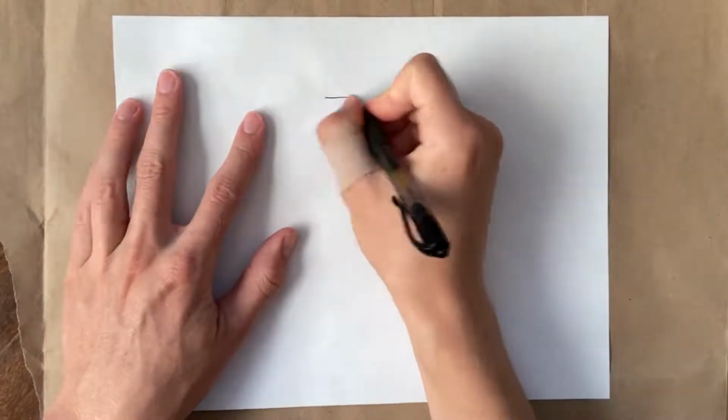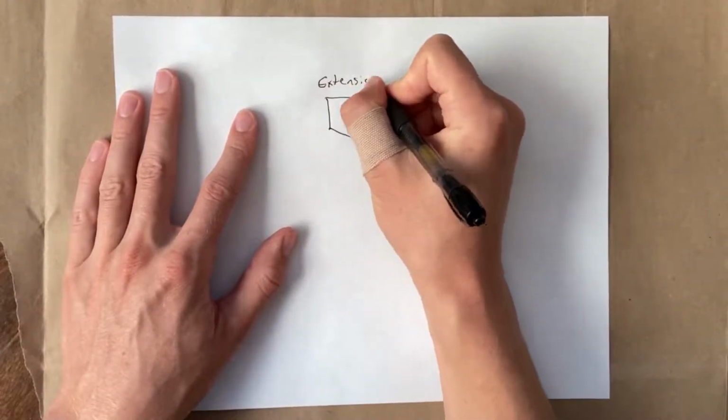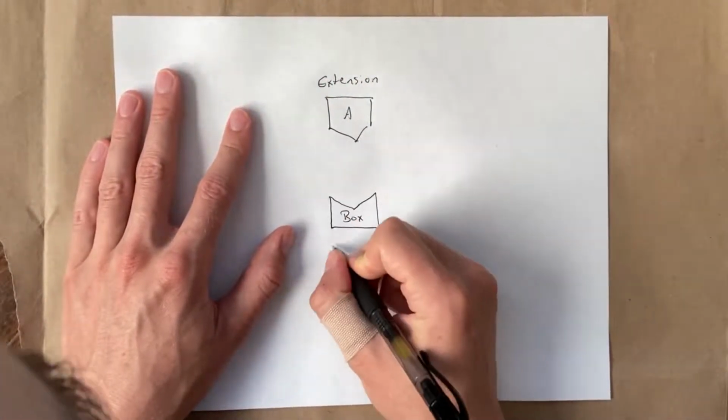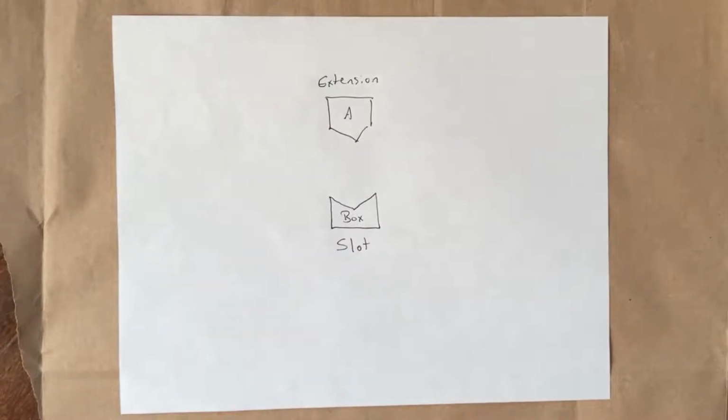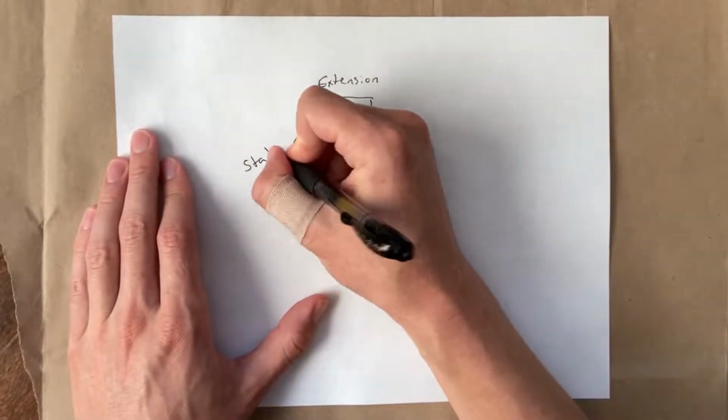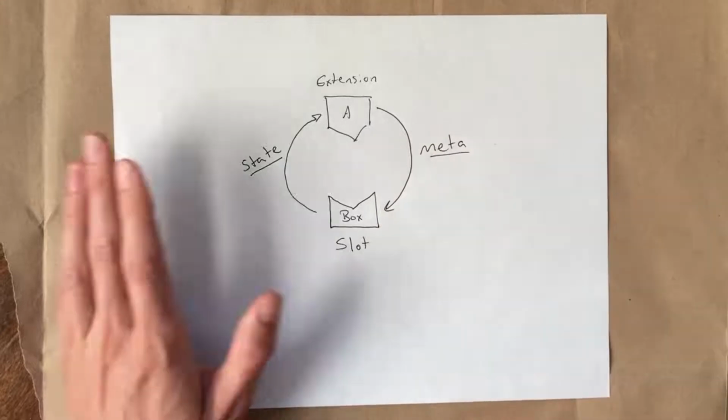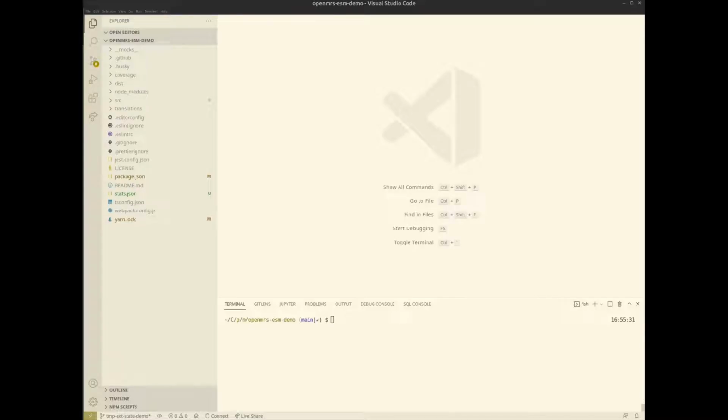Let's talk about how to get extensions and slots to communicate with one another. Let's say that I've got an extension called A and a slot called box. The slot can pass information to the extension using state, and the extension can pass information to the slot using meta. Let's take a look at some code.